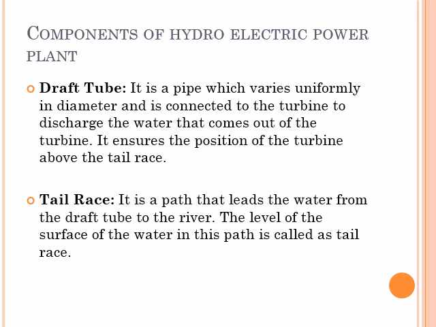Next is the draft tube. It is a pipe which varies uniformly in diameter and is connected to the turbine to discharge the water that comes out of the turbine. It ensures the position of the turbine above the tail race. Tail race is the path that leads the water from the draft tube to the river. The level of the surface of water in this path is called the tail race level.